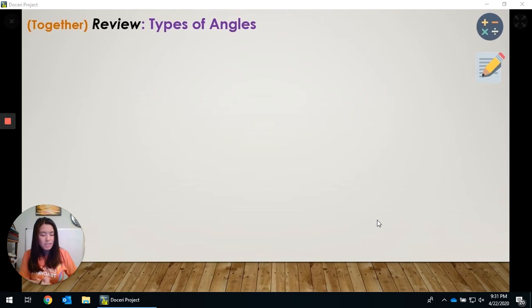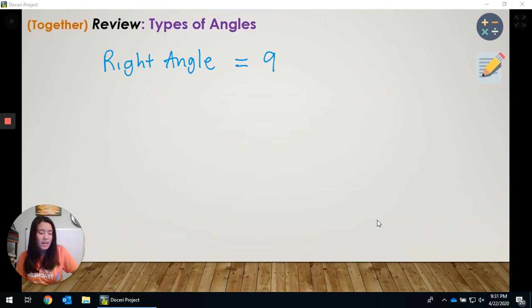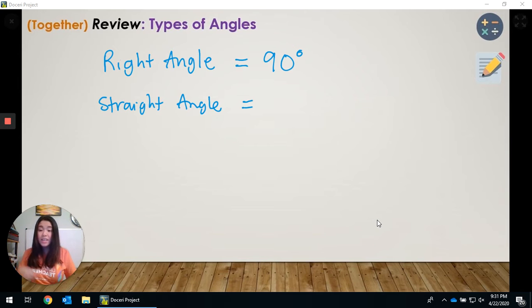So first things first, we have our right angle. Remember our perfect corners? And that is exactly 90 degrees. It has to be 90. Remember that? 90 degrees, nothing more, nothing less. Our next one is our straight angle. That's like a straight line, and that one is kind of like a right angle. It's exactly a number, but instead of 90, it's now 180 degrees. Okay, these are good notes to take if you didn't write them down from the last video or you lost your notes.